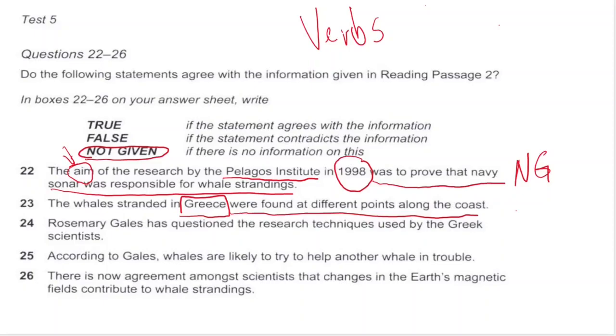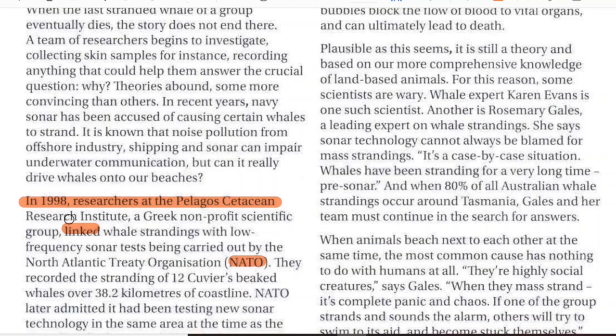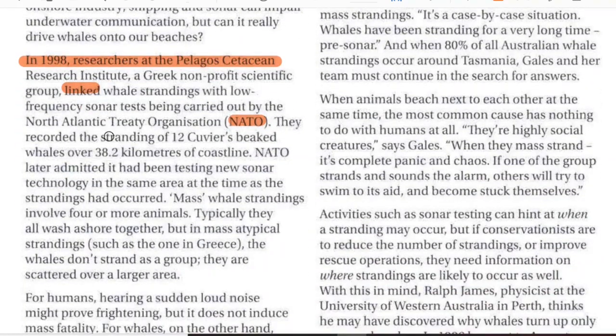So we're going back to the passage, and we are going to scan very quickly. We're not reading, looking for the word Greece. And here is the word Greece. So we start reading from the beginning of the sentence. So typically, they, and this means the whales, all wash ashore together, but in mass, atypical strandings, such as the one in Greece, the whales don't strand as a group.